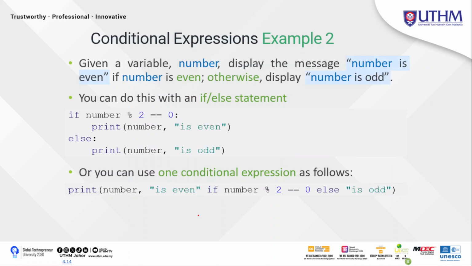Next, example 2: given a variable number, display the message "number is even" if the number is even, otherwise display "number is odd". If it is divisible by 2 with a remainder of 0, it's an even number, or else it's an odd number. So it's a very simple condition. You can write this code as a single conditional expression: print number, comma, "is even" if number divisible by 2, or else "is odd".